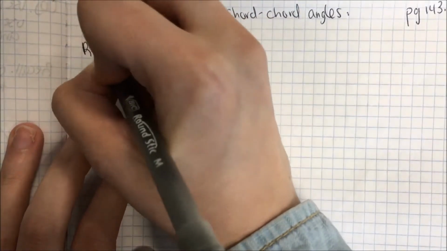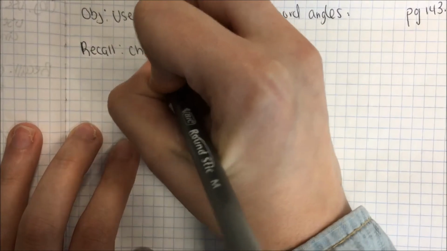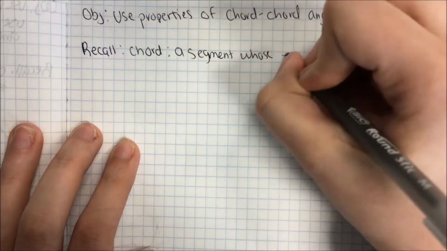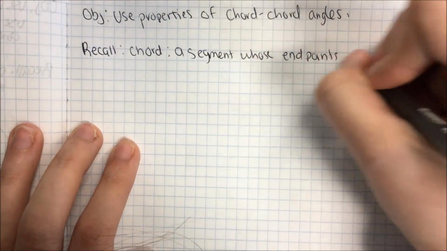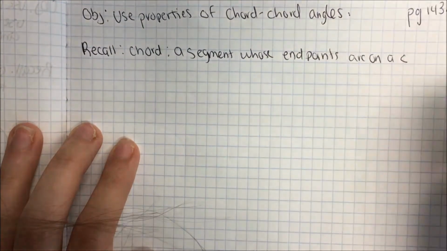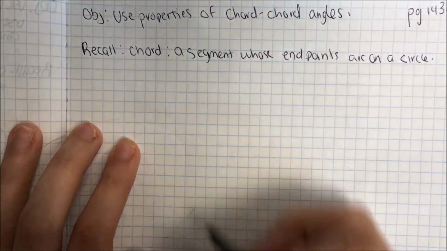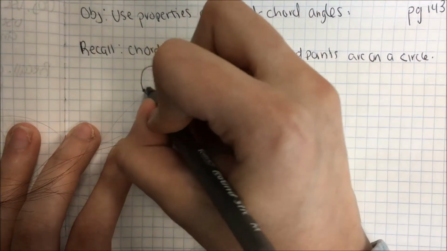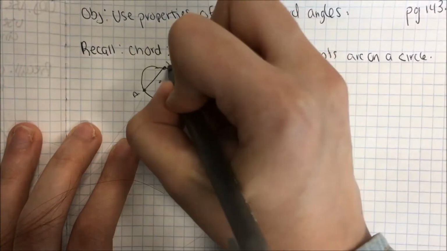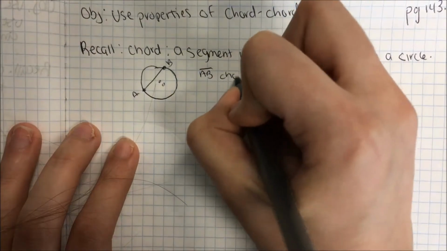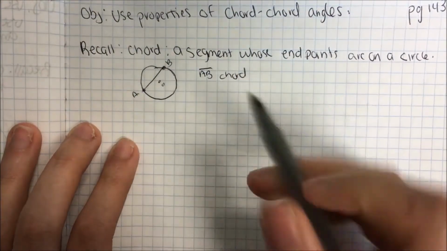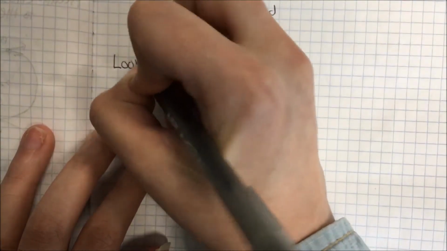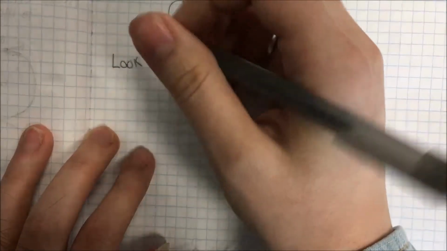So first, let's recall what a chord is. A chord is a segment whose endpoints are on a circle. So if we had a circle here with center O, then we can have a chord like that. That would be chord AB. So AB would be a chord. So we see that the endpoints are on the circle here. So we're going to be looking at angles formed by intersecting chords.